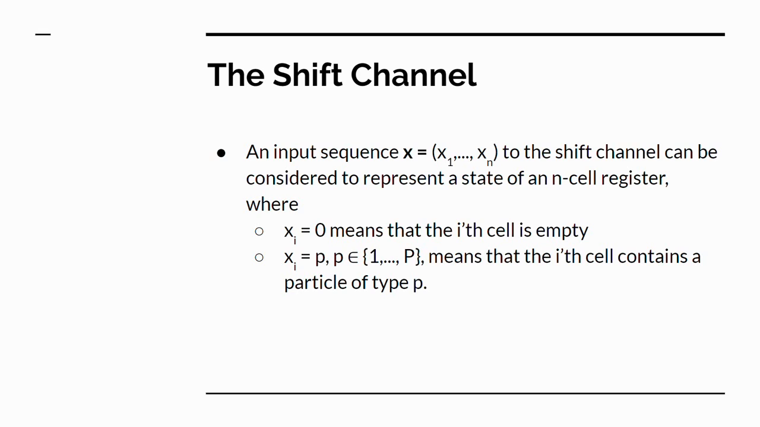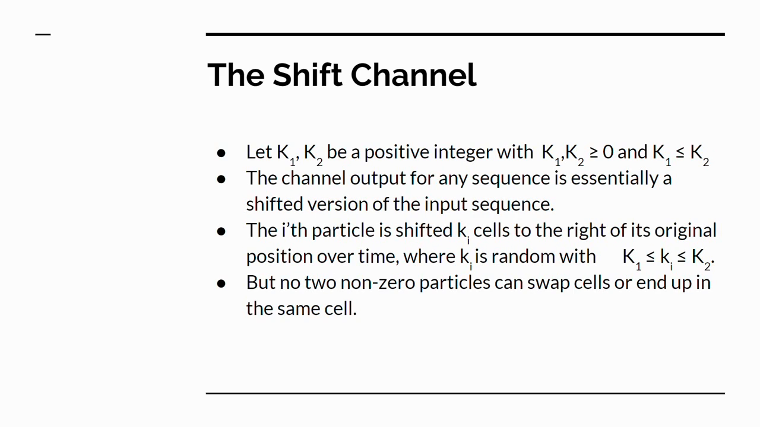So any input sequence to the shift channel x1 to xn can be considered as an n cell register, and each element xi can take values between 0 and p. A value of 0 means that the ith cell is empty, and non-zero value means that it contains a particle of type p. So the shift channel is characterized by two positive integers k1 and k2. So k1 here represents the minimum shift a non-zero particle undergoes, and k2 represents the maximum shift it undergoes.